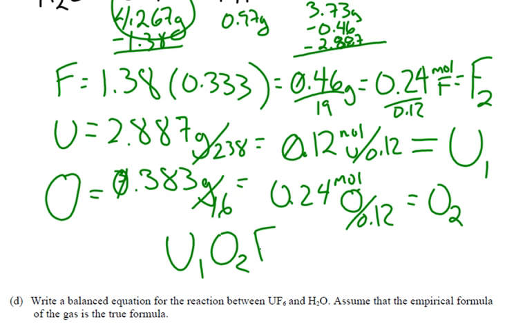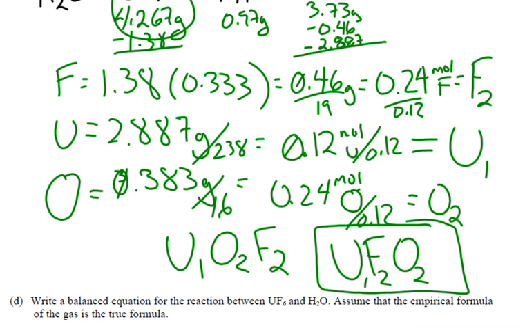UO2F2. And it really doesn't matter what order you put them in, so you could also say UFO, because that's funner to say. 1, 2, 2. Either one would be fine. Typically, you want your least electronegative element in the front, your most electronegative element at the end. So UOF would probably be a better formula to write for this, but we can have some fun. Chemistry doesn't have to be that awful all the time.